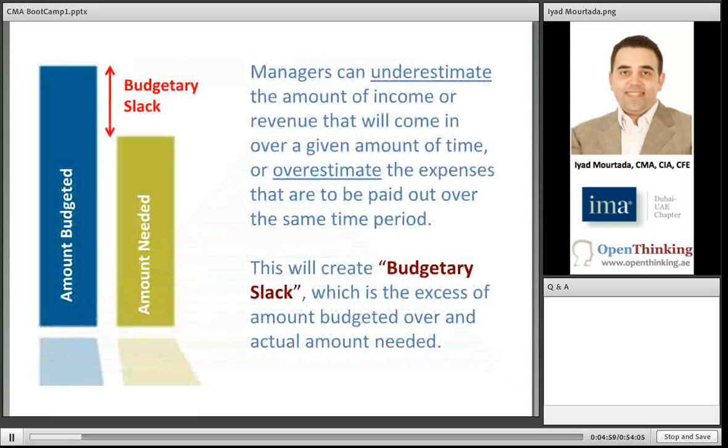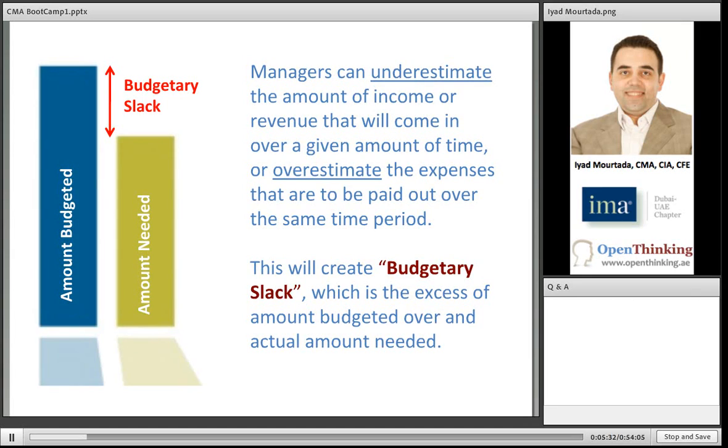When we look at budgetary slack, what is budgetary slack? It's the difference between the amount budgeted and the amount needed. So managers try to put the amount budgeted more than the amount needed. In that way, if they get a little bit more cost, they will feel like they are under budget. So we say a manager can underestimate the amount of income or revenue that will come in over a given amount of time, or overstate, don't forget about that, overstate the expenses that are to be paid over the same period of time.